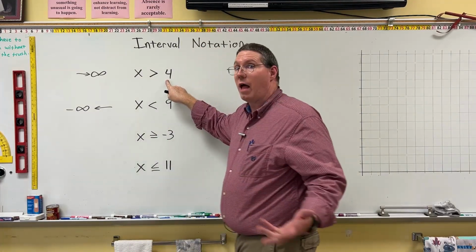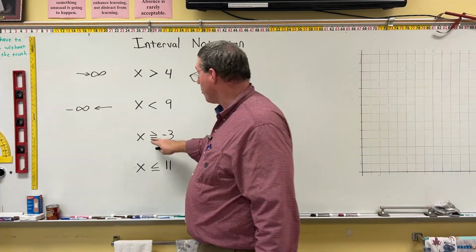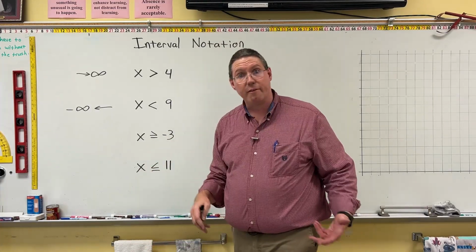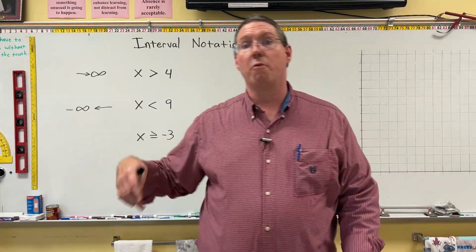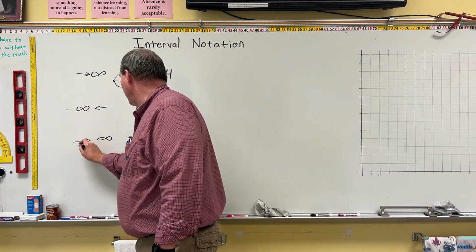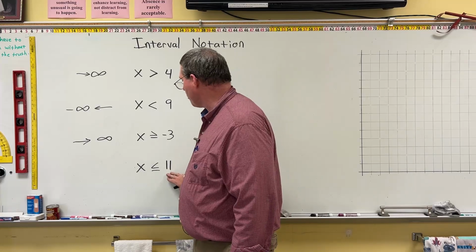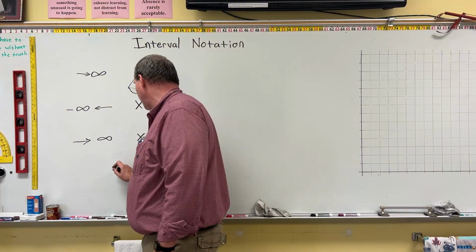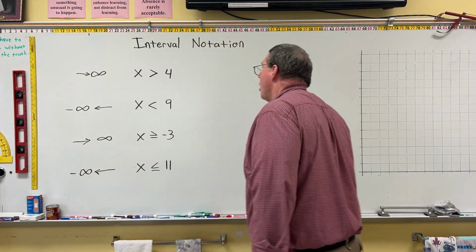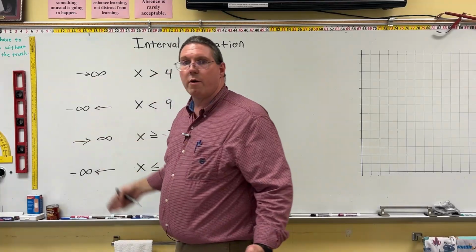X greater than 4 does not include 4, but x greater than or equal to negative 3 does include negative 3. And it's all the numbers, including negative 3, that are larger than negative 3, like negative 2, negative 1, 0, 1, 2, 3, 4, all the positive numbers. And so this tends toward infinity. This one, less than or equal to 11, includes 11, and it also includes all the numbers smaller than 11, and therefore those numbers tend toward negative infinity. And so, in all of these interval notations, they're going to include either infinity or negative infinity.